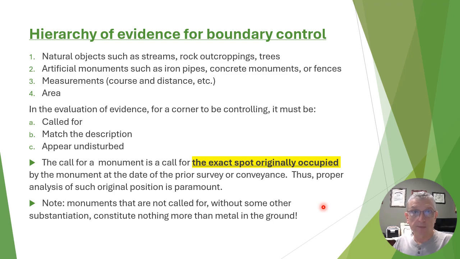You need to show it because somebody might think that it's on the line. Somebody may have thought it was on the line when they drove it to the ground, or they may have been driving it to the ground for some other reason. But if it's not called for, it doesn't meet the very first element to be controlling. It has to be called for. If it's not called for, it just ain't nothing but a piece of metal.